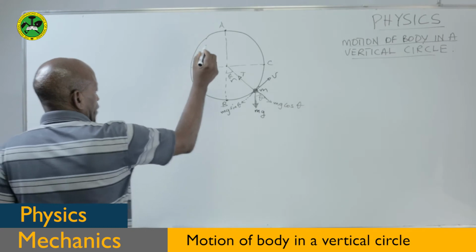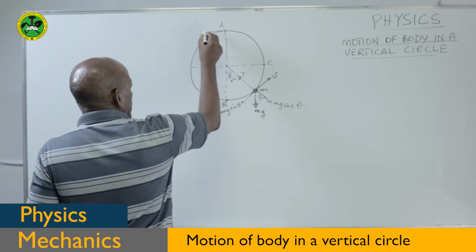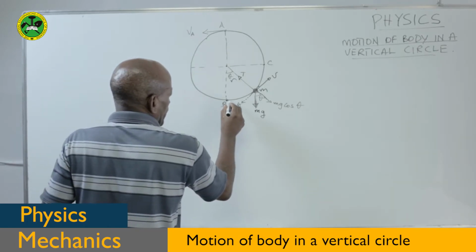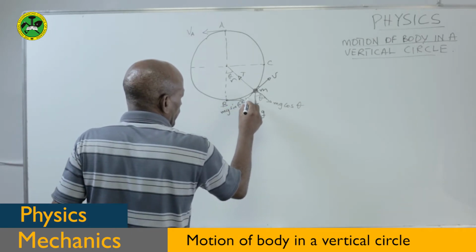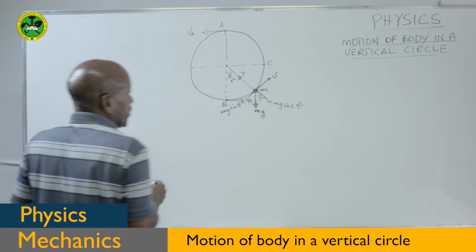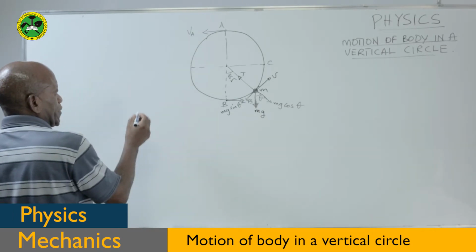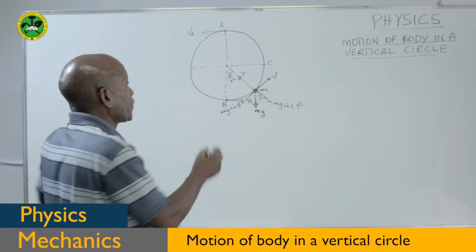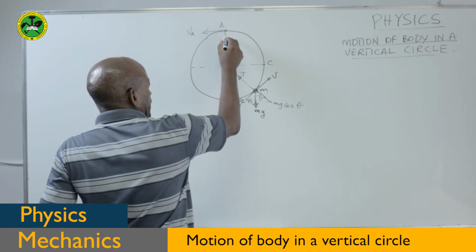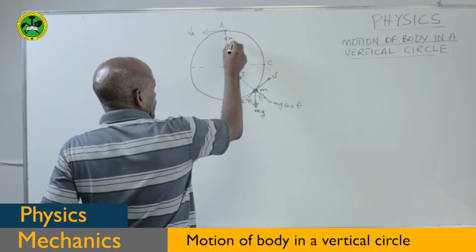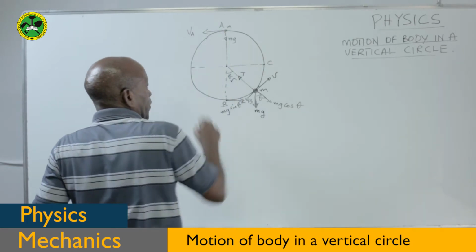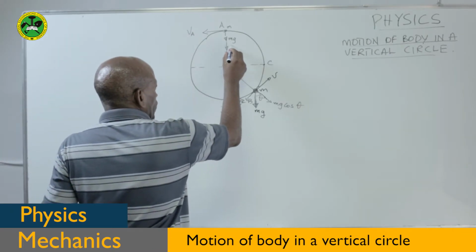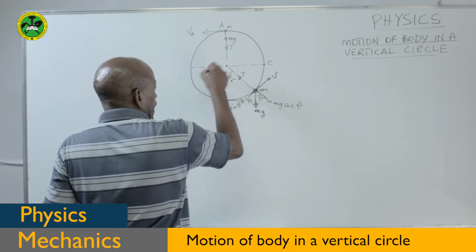Let us start by looking at the top. At the top, the body can be moving, let's say, with the velocity VA, and at the bottom, this body can be moving horizontally with the velocity, call it VB. So let's look at when it is at the top. At the top, the weight of the body is acting downward, which is equal to mg, if I take this body to be of mass m. And again, the tension force is also acting downward.